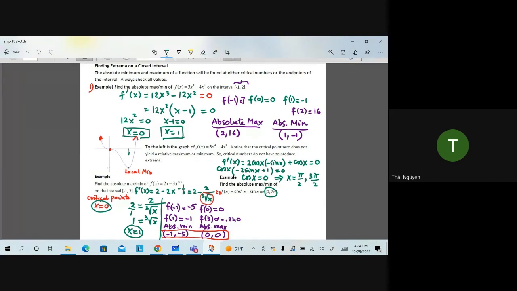So the first factor, cosine of x equals 0, gives me x equals pi over 2 or 3 pi over 2. Remember that the closed interval is 0 to 2 pi. For negative 2 sine plus 1 equals 0, we solve it and get sine of x equals 1 over 2. And that gives us x equals pi over 6 and 5 pi over 6.